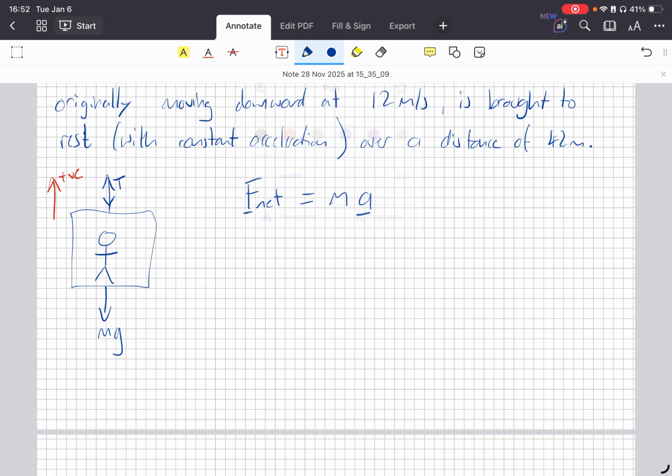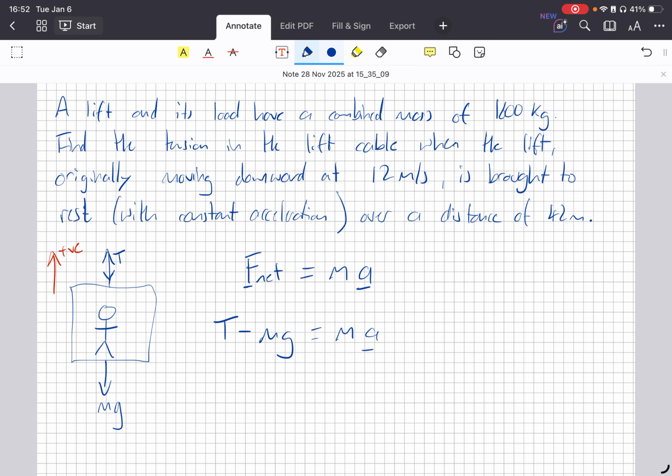So what that means is that the total force acting on this lift, well, we have the tension force acting in the positive direction, and we have this force due to gravity acting in the negative direction. That whole thing, this net force, is going to be equal to the mass times the acceleration. And remember that this tension is the unknown thing that we're trying to find. Find the tension. That's what the question says.